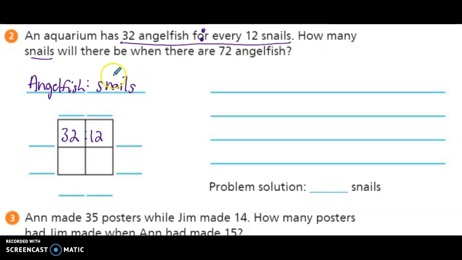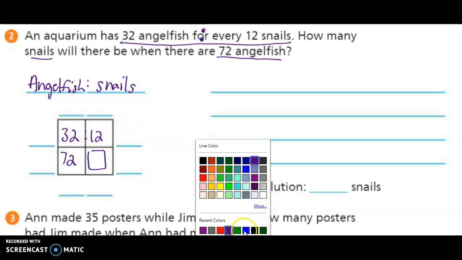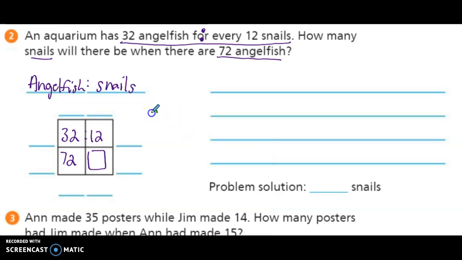How many snails? So I go to my column. I'm looking for this box right here. Will there be when there are 72 angelfish? 72. And again, remember your calculators are allowed. Start here with this given row. The first thing I'm going to do is find the greatest common factor of 32 and 12.